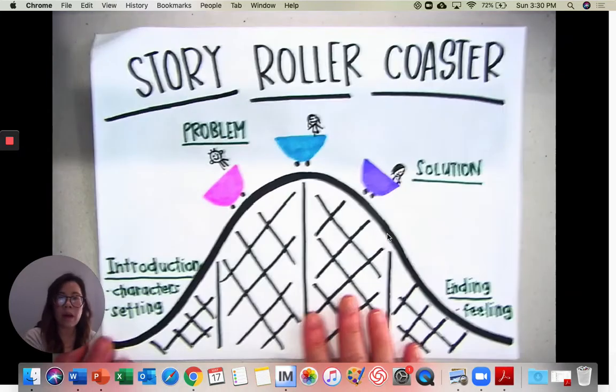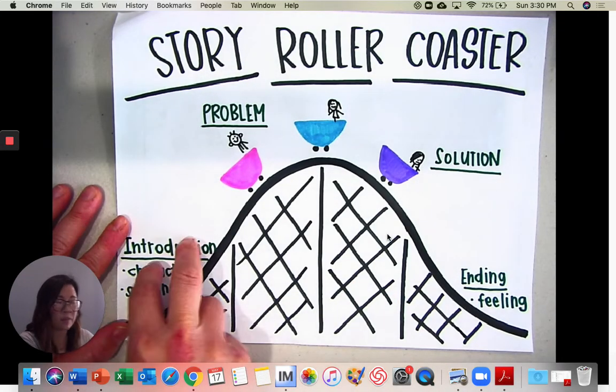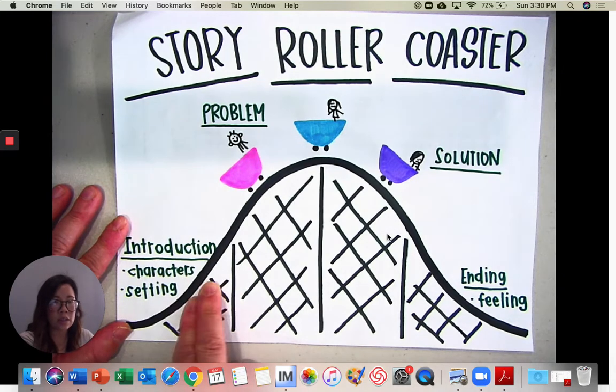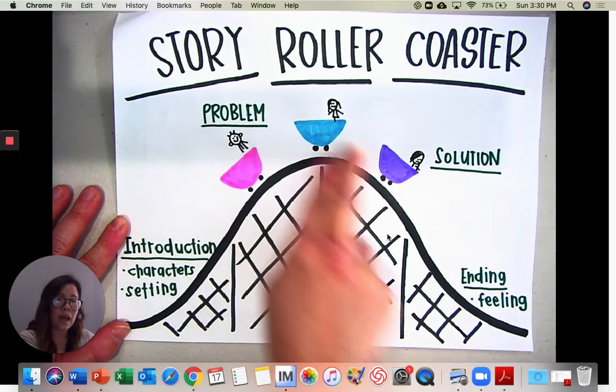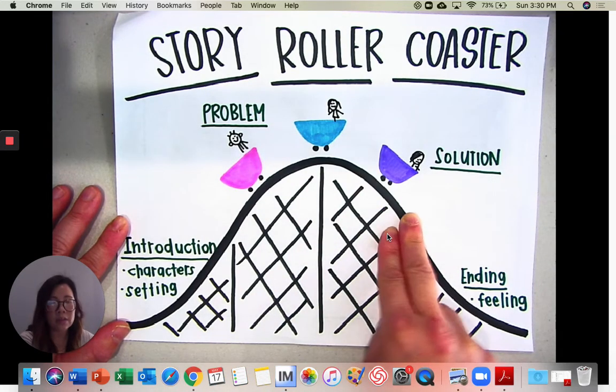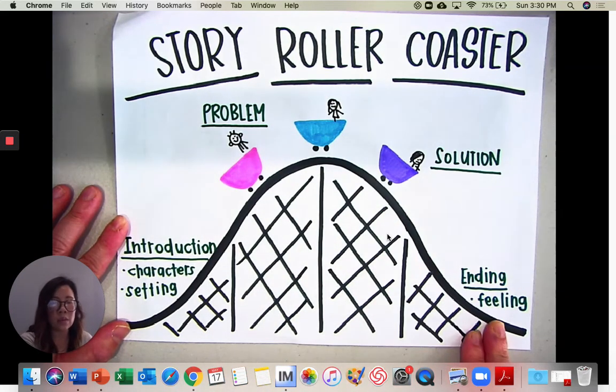So we talked about how a story roller coaster, you're going to start off by introducing the characters and the setting. You're going to go up and then introduce the problem. Then you're going to come down and tell the solution, and then finally end with a feeling.